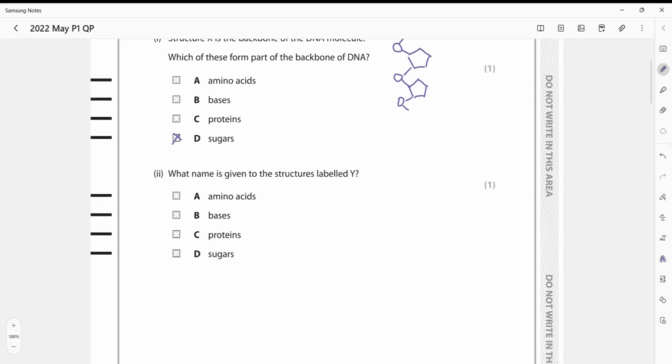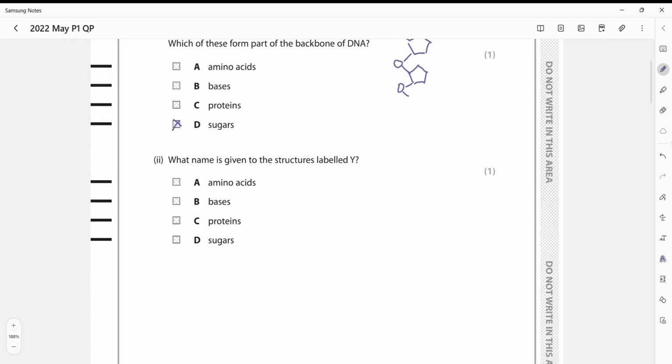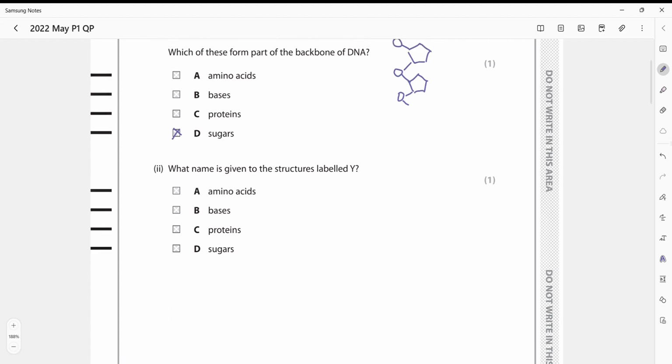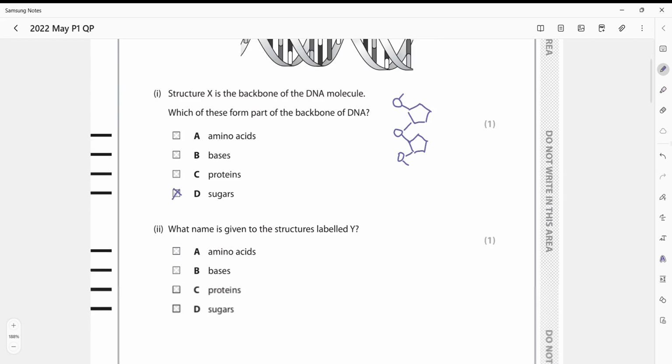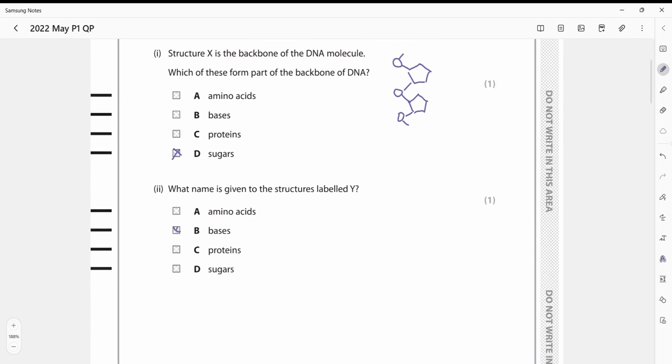All right, next part. What name is given to these structures labeled Y? So Y here are the bases. There are 4 bases for DNA. We've got A, T, C, and G.